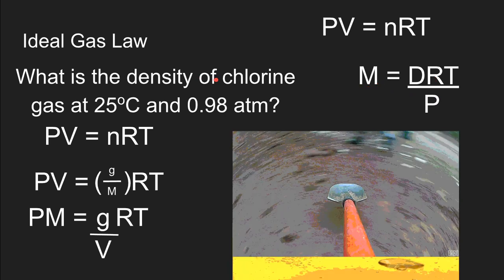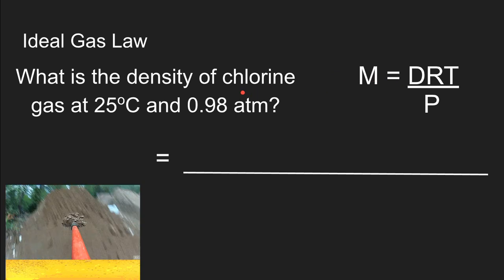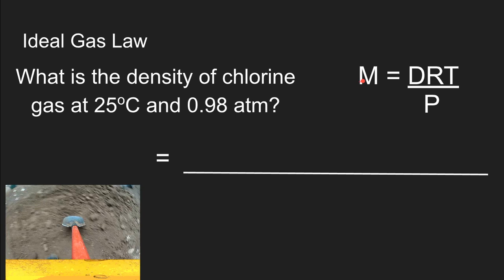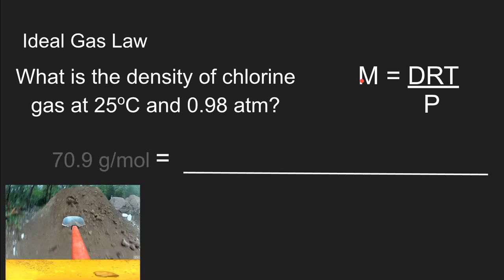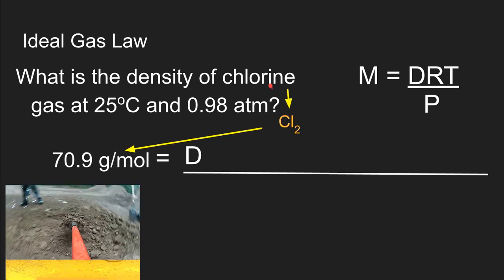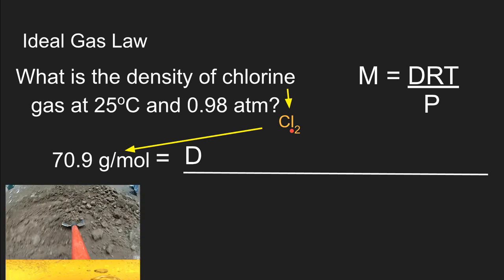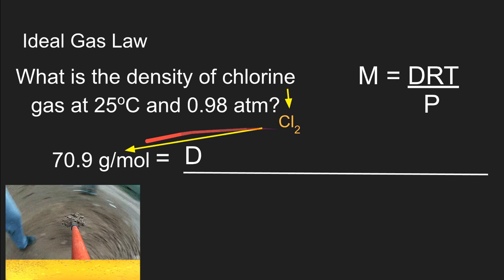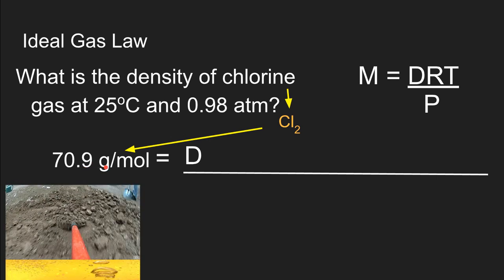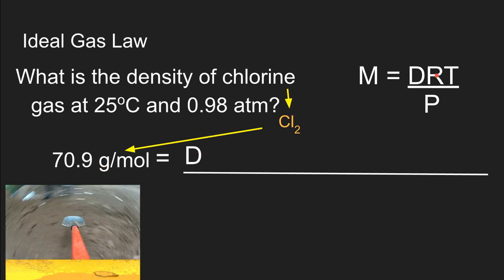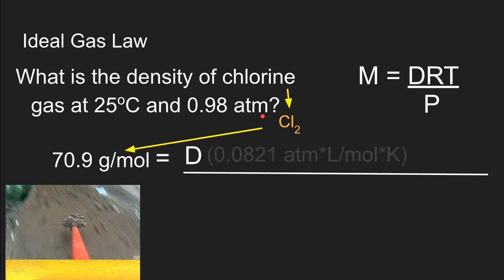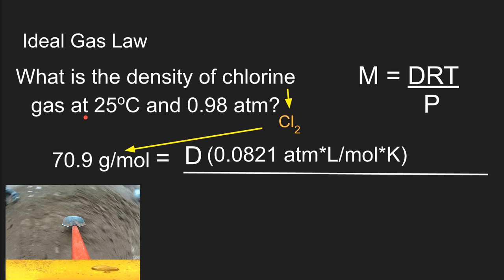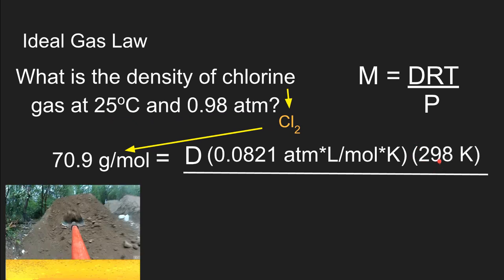So let's talk about how I would do this equation. I'm going to use this equation here. So I am solving for density, so I'm solving for the D. So molar mass, where do I get molar masses from? The periodic table. Molar mass of chlorine is Cl2. It is a diatomic. So 35.45 plus 35.45 from the periodic table is 70.9 grams per mole. I don't know D. What's my R? Whatever the ATM is. That's the 0.0821 because of ATM. What's my T? 25 plus 273. And then what's my P?